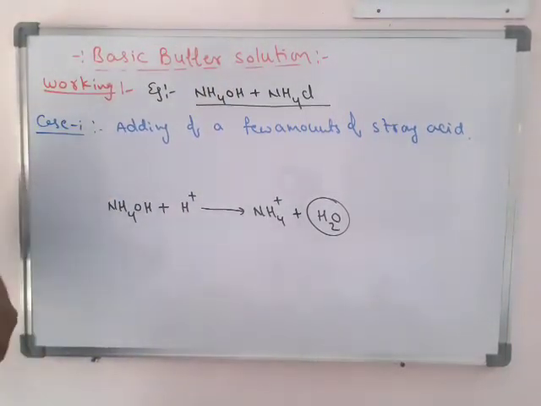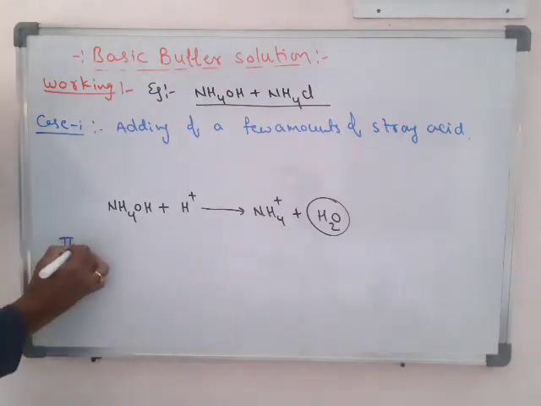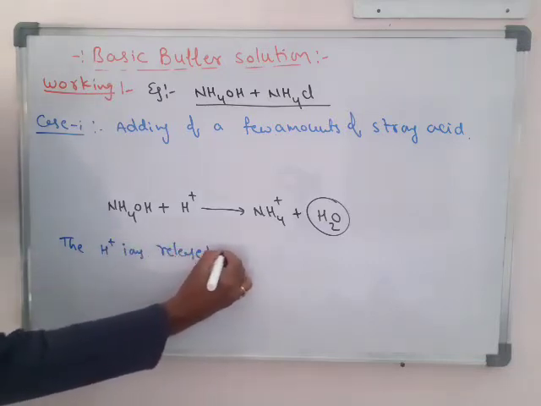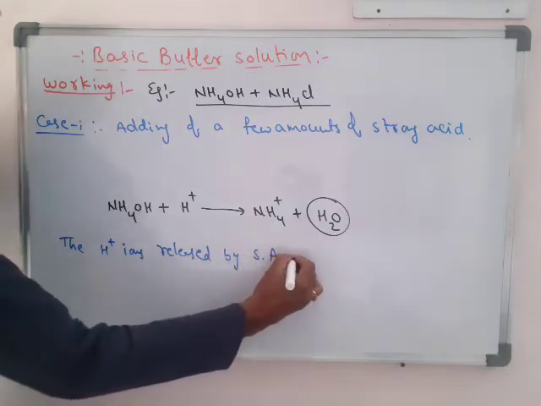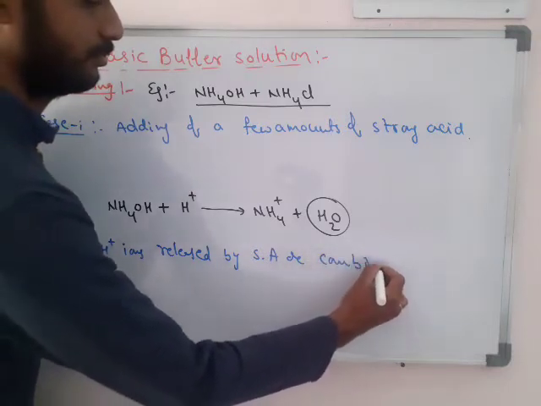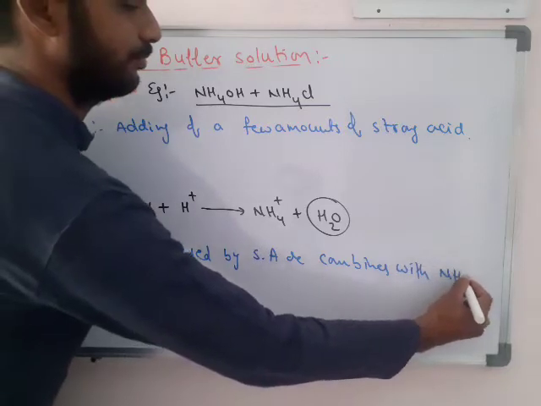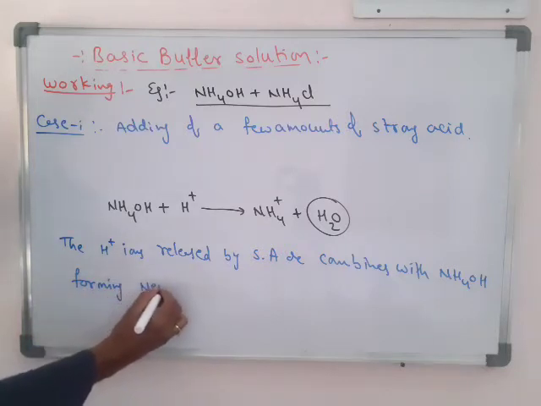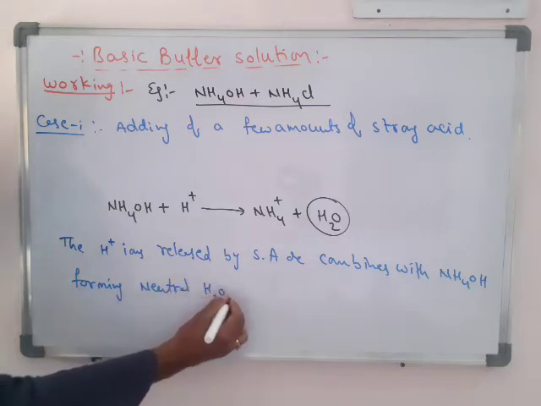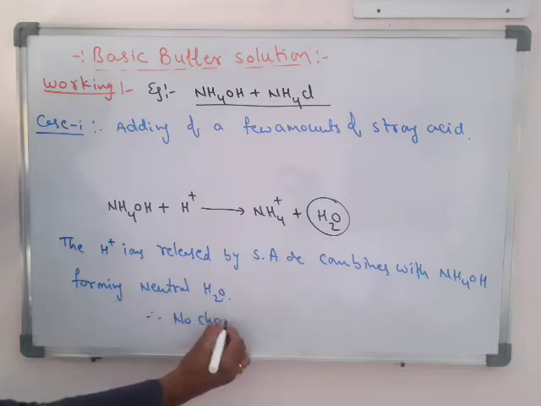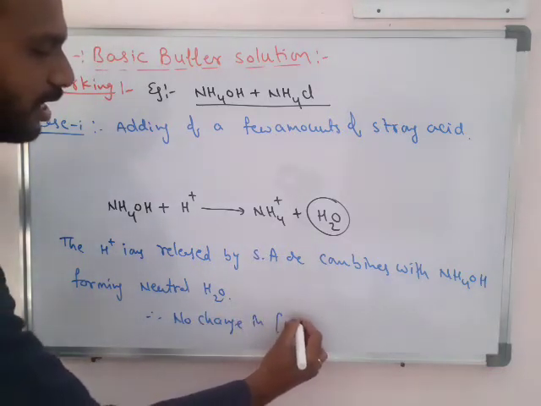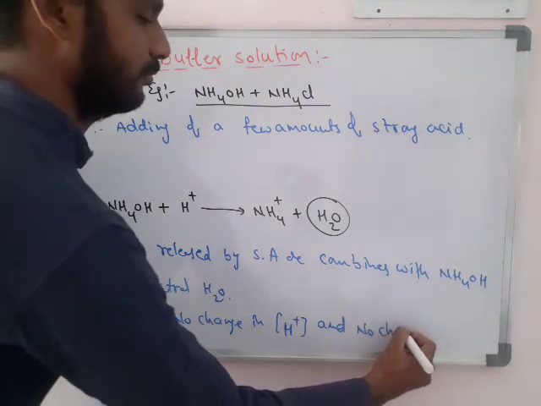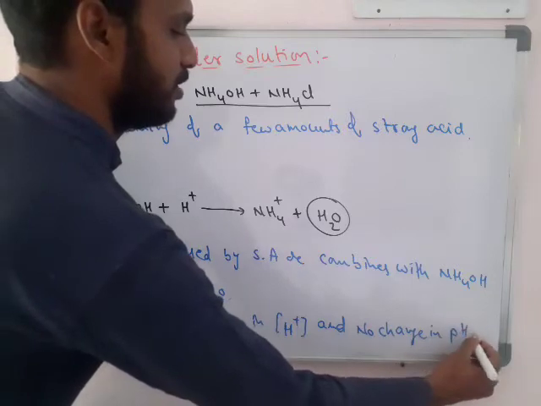So we can say that on adding a few amounts of strong acid, the H plus ions released by the strong acid combine with NH4OH, forming neutral water. Therefore, no change in H plus concentration and no change in pH.